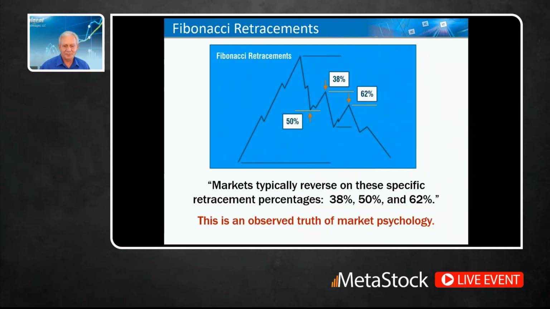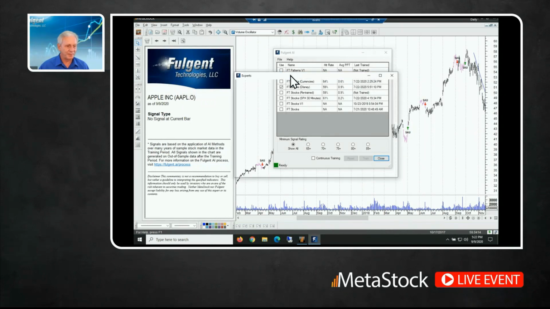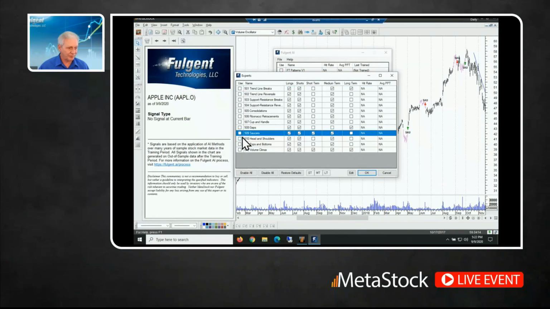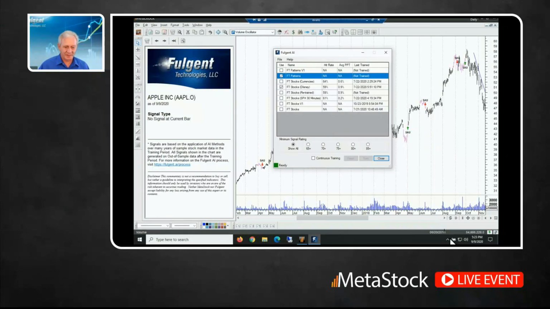And it just happens to be an observed truth of market psychology. What can I say? They work. So let's go ahead and do that one. Oh, I remember now. It's down here. So Fulgent AI patterns, and where is Fibonacci retrace? There we are, right there. Okay, I've got this huge cursor, which I did for webinars, but it's kind of too big, I think. Okay, so go ahead and refresh now on the screen, and let's see what we got on that.